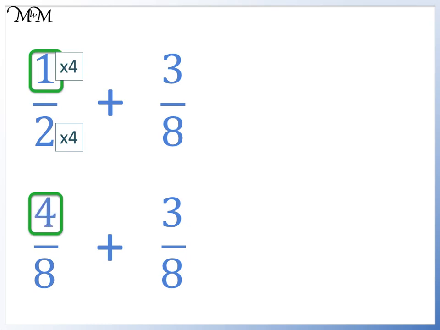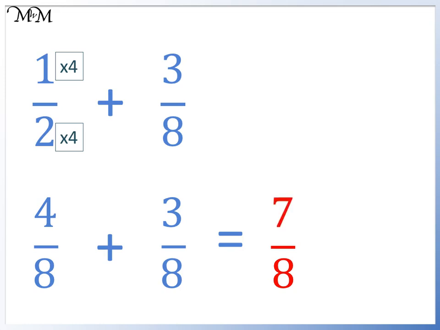Now we have 4/8 plus 3/8, which we can easily add. We are now working with eighths. The denominator does not change, so our answer will have a denominator of 8. Now we can add the numerators. 4 plus 3 equals 7. Our answer is 7/8.